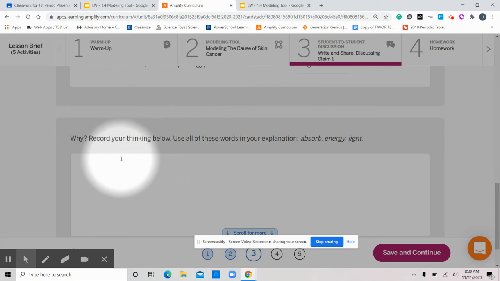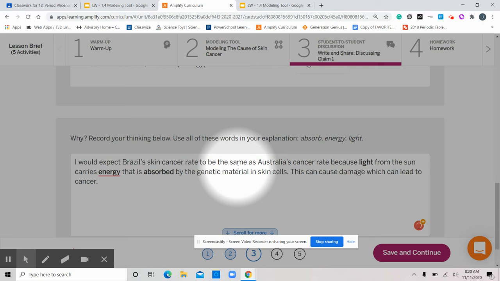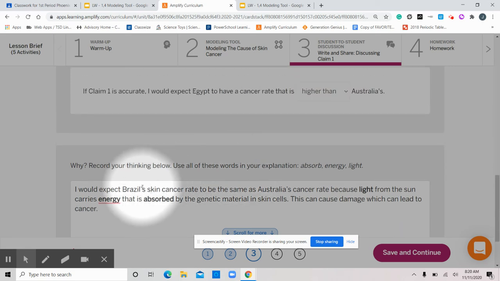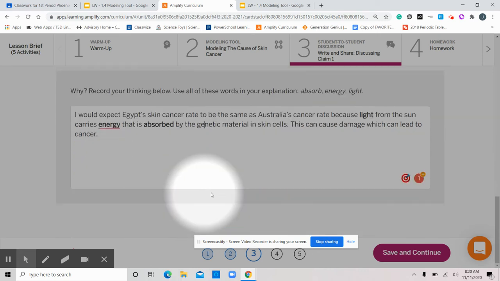Now, for this part, because it's a lot of the same and repetitive, you can just copy and paste your answer from before. I know it won't necessarily be the exact same. We can change maybe Brazil to Egypt, right? Boom, nailed it. Push and then hit save and continue. Let's go to the next one.